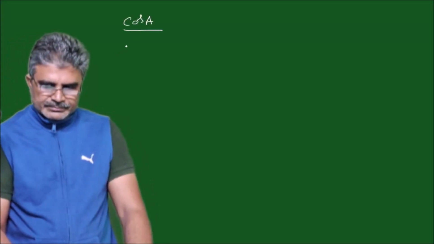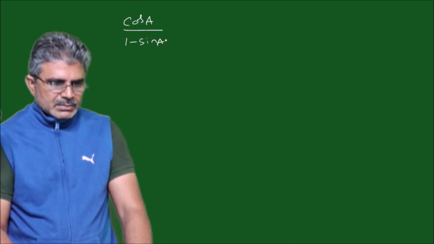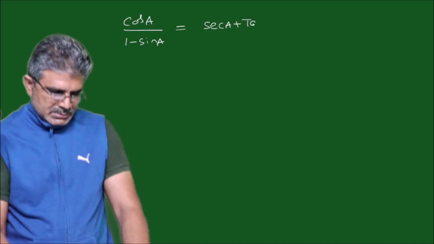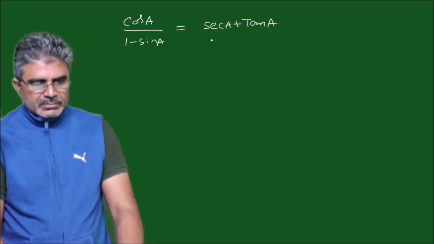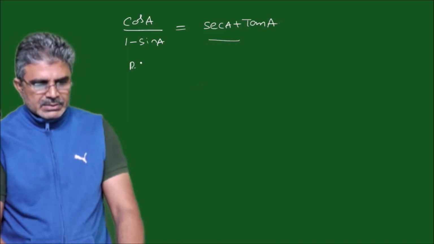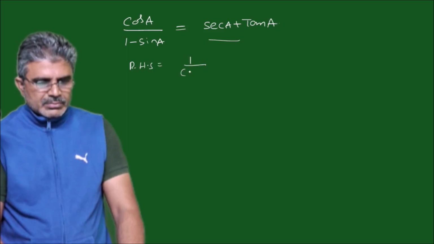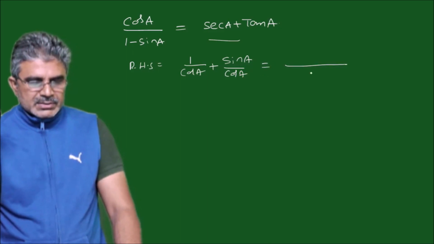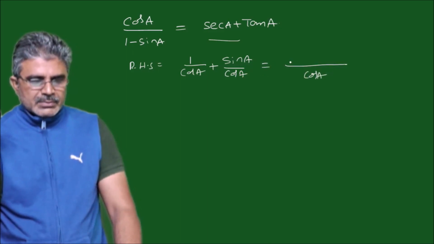Our next problem is cos A divided by 1 minus sin A should be equated to secant A plus tan A. Here also we have bigger ratios on our right hand side, so I am taking the right hand side. Secant A can be written as 1 by cos A, tan A can be written as sin A by cos A. So by taking LCM we have cos A and on top we have 1 plus sin A.